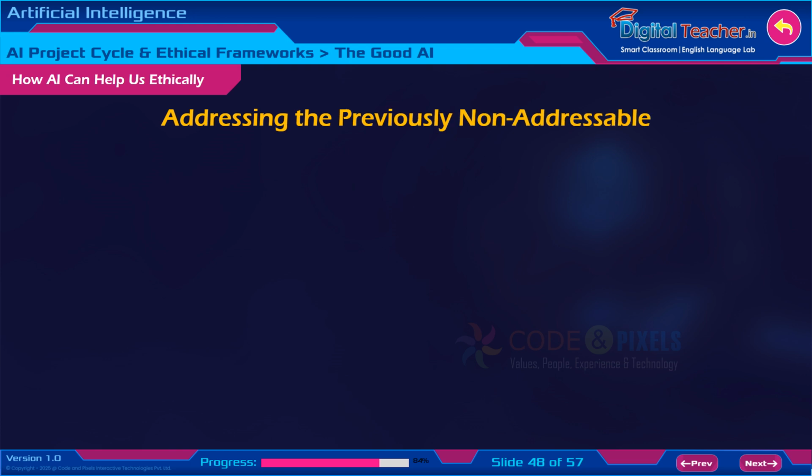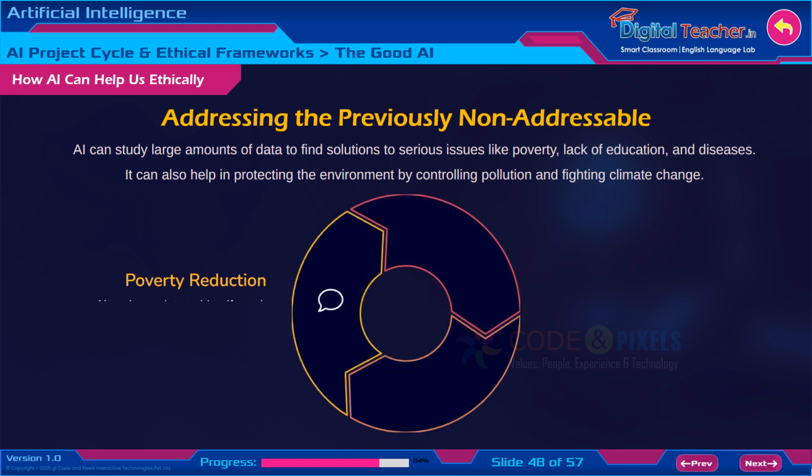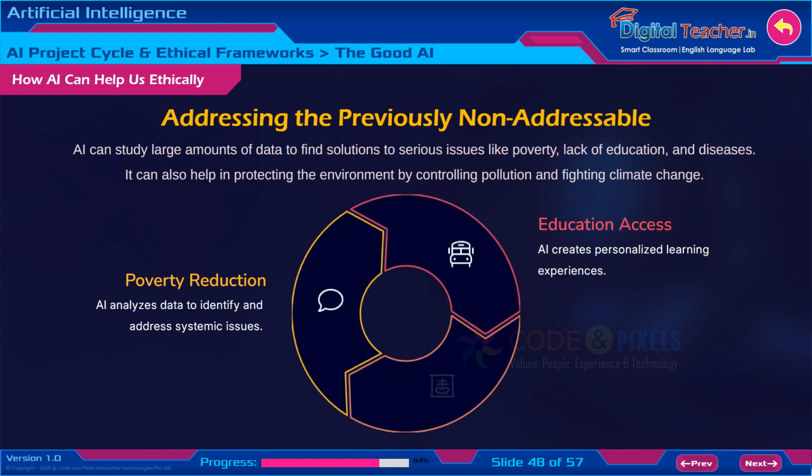Addressing the previously non-addressable. Artificial intelligence can study large amounts of data to find solutions to serious issues like poverty, lack of education, and diseases. It can also help in protecting the environment by controlling pollution and fighting climate change.